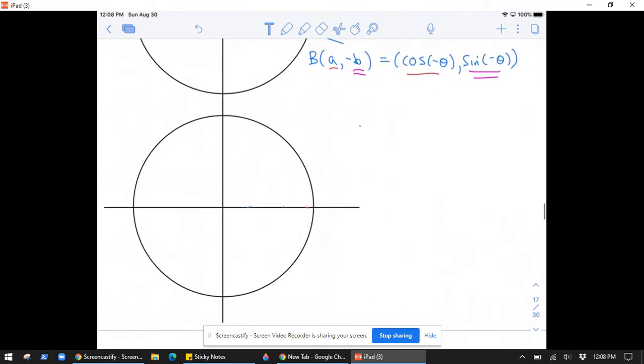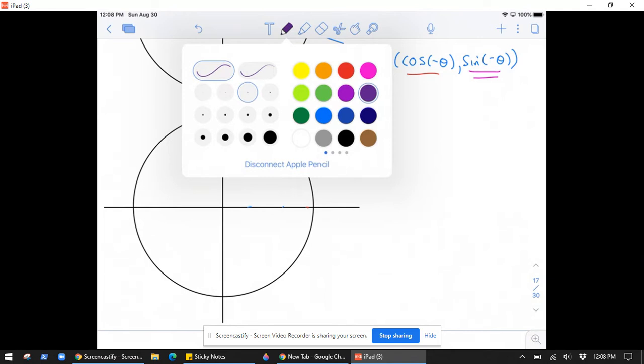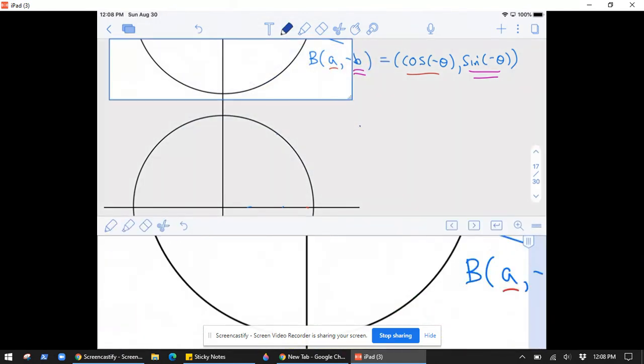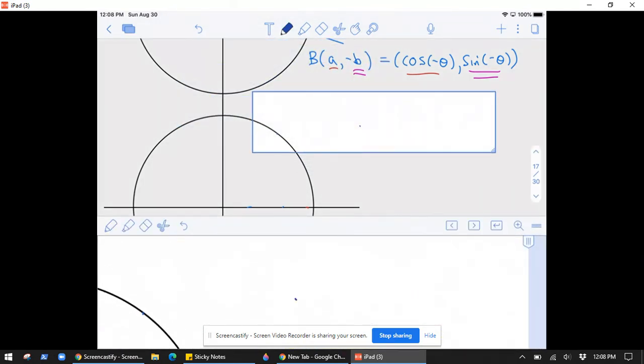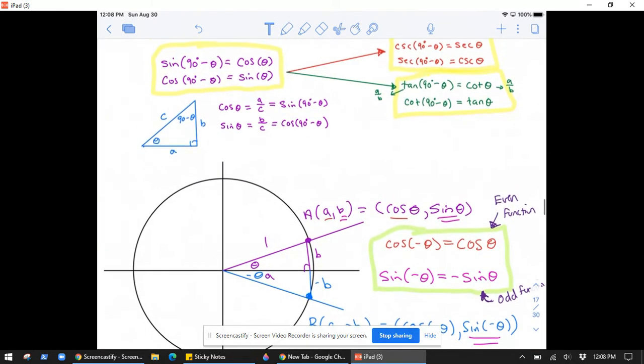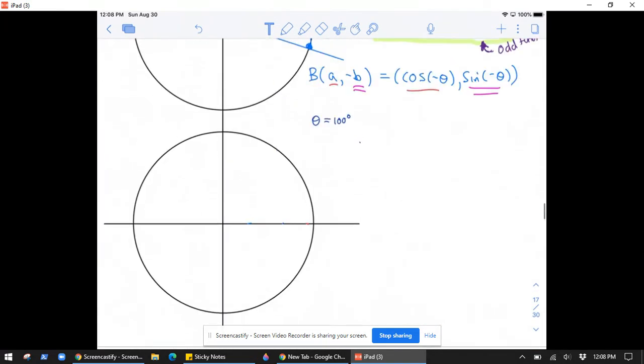Let's just do a quick exploration to see if this actually even works. Whenever you have an identity, it's important to pick an angle, an actual value for theta, and just see if it works. So according to this, it says sine of 90 minus theta is cosine of theta.